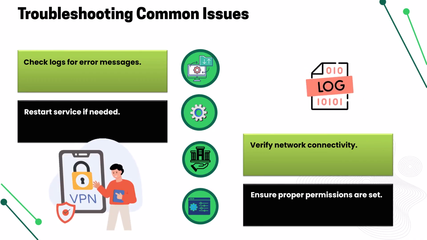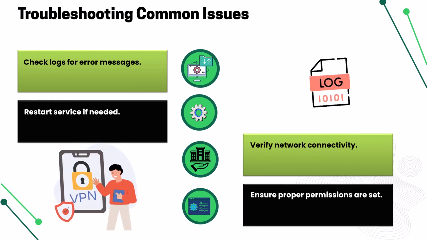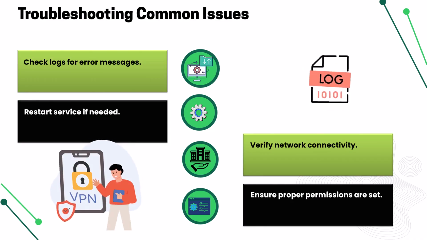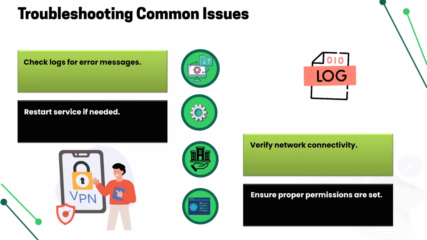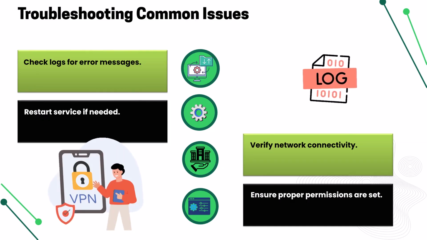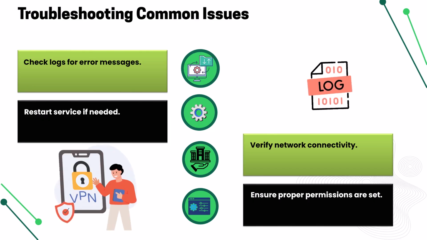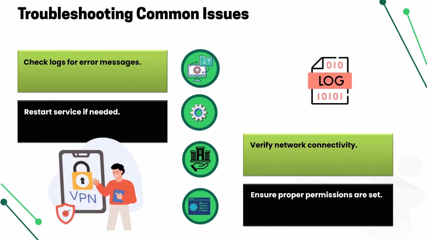Troubleshooting is detective work. We check logs to gather clues. Error messages love to tell us what went wrong. If all else fails, give the service a fresh start with a restart. Connectivity issues. Maybe our service is playing hide and seek on the network. Permissions. Well, if access is denied, we sort that out too. A little detective work goes a long way.